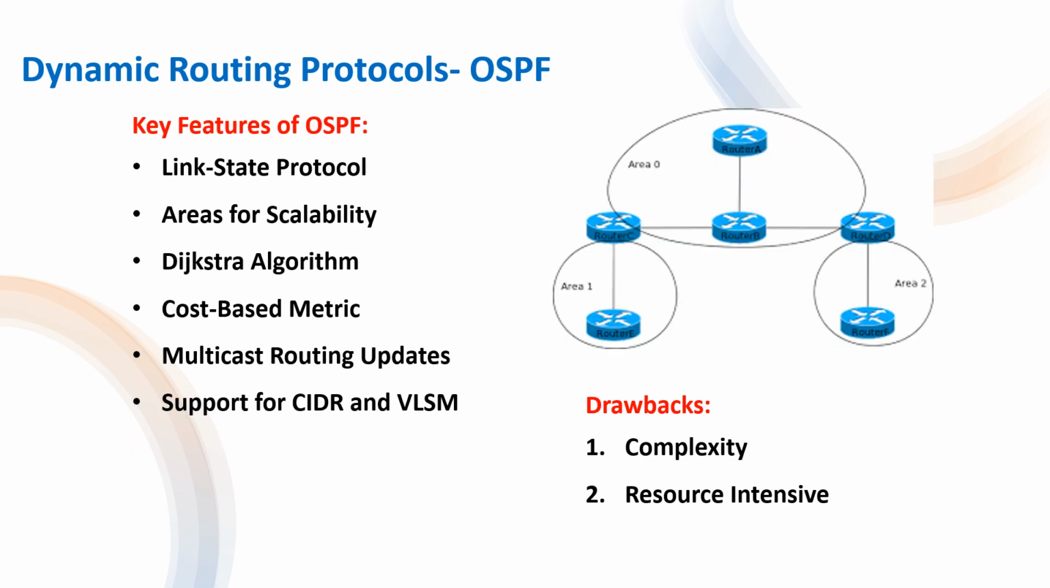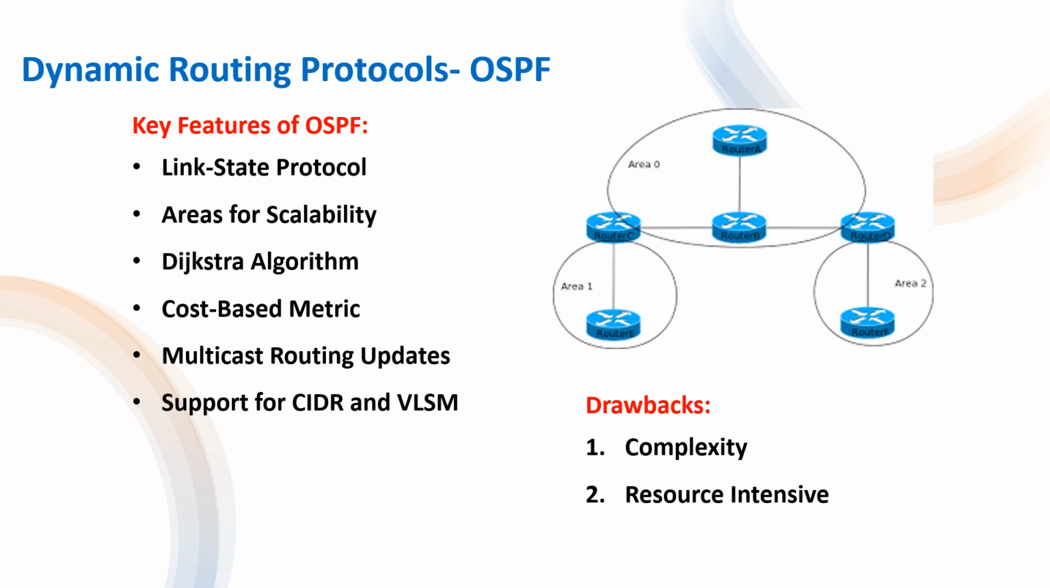OSPF is a widely used link-state protocol designed for large and complex networks. Unlike distance vector protocols like RIP, OSPF calculates the shortest path for data using the Dijkstra algorithm, taking into account various metrics like bandwidth, delay, and cost, not just hop count. OSPF is a more scalable and efficient solution for dynamic routing.